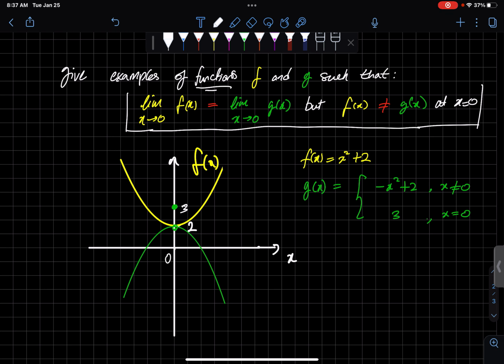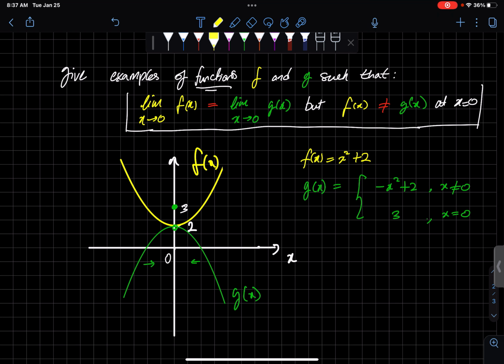Now these two functions meet our criteria. Both of these functions, as we get closer and closer to 0, have the limit of 2. If we move towards 0 from the left for g of x, we get closer and closer to 2, and as we get closer from the right, we also get closer and closer to 2.